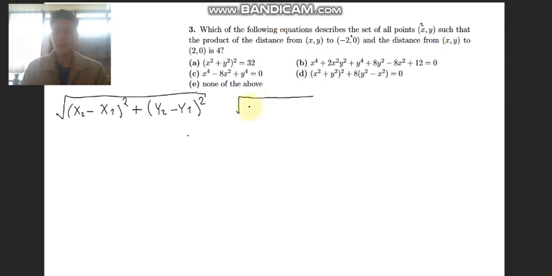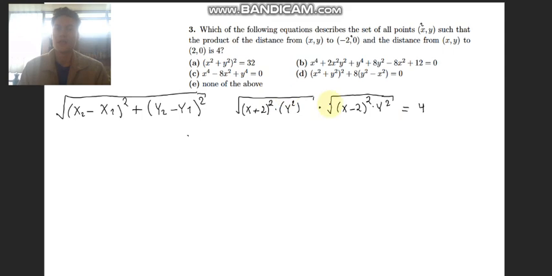This will be the square root of (x plus 2) squared, because it's minus minus, plus 2, plus y squared, because there is a 0 there, and we multiply this times the square root of (x minus 2) squared plus y squared. This will be equal to 4, as the problem says.